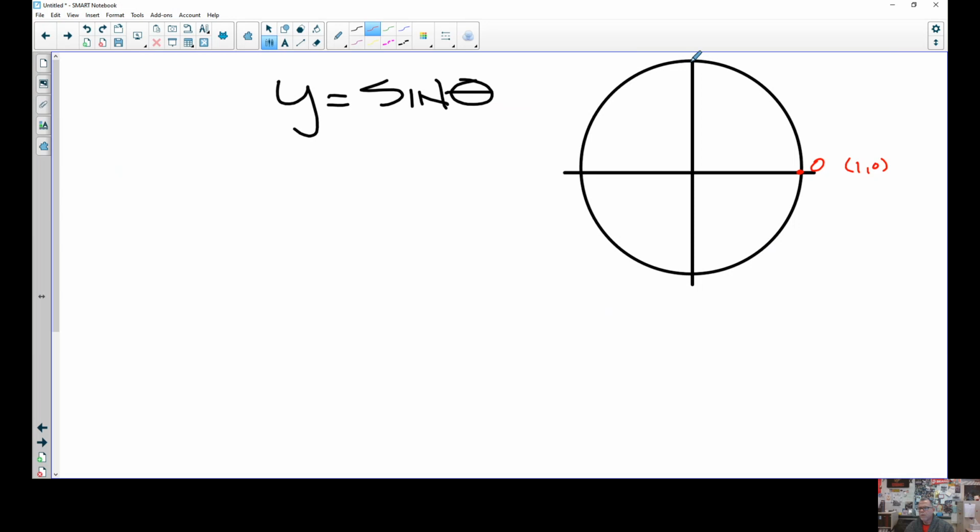As we rotate around this circle, we get up to here. This is pi over 2, and the position of that is (0, 1). We get over here. This is pi, and our position is (-1, 0). And down here, we're at 3 pi over 2, and our position is (0, -1).